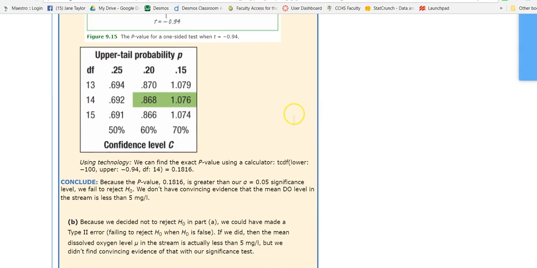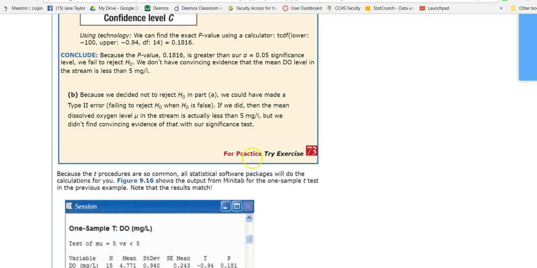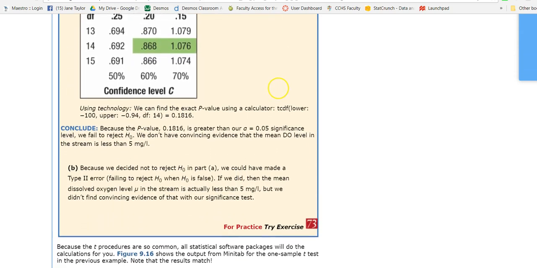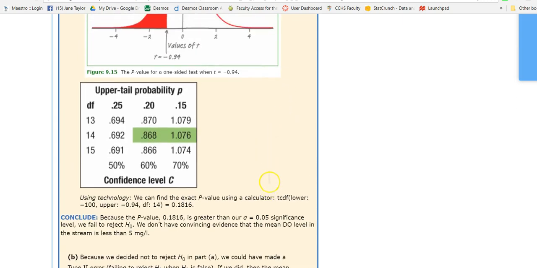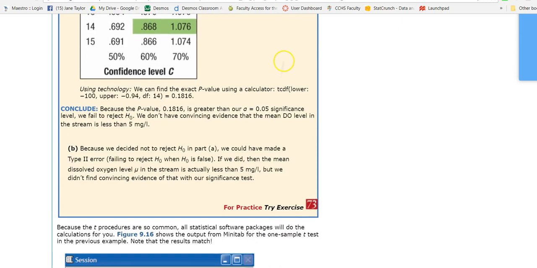Looking at our conclusion here, the book uses other technology, but I'm going to do this. It's actually doing a confidence interval too.